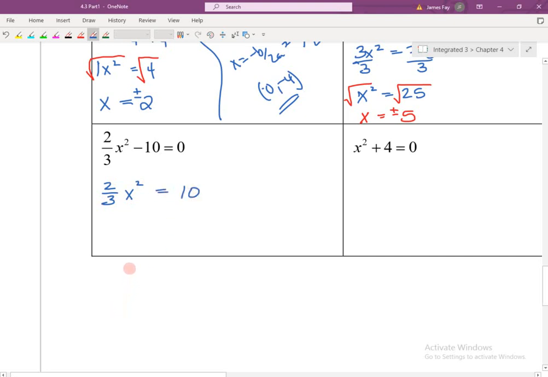So yeah, you have to divide the 2/3 on both sides. Okay. Is 59 against 59? Yeah, x squared is 15. So x squared will equal 15.